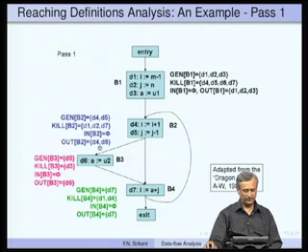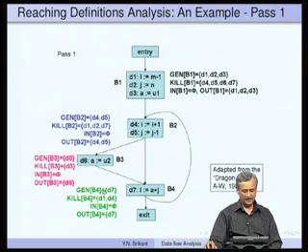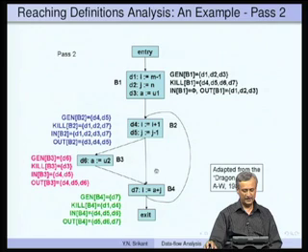So, outset of B2 will become the inset of B3 in the next pass. Okay. So, that is here. Then similarly, there are two arcs coming in here. So, we are going to take the outset of B3 that is D6 and the outset of B2 that is D4, D5, take the union of these, D4, D5, D6, which will be the inset for B4.